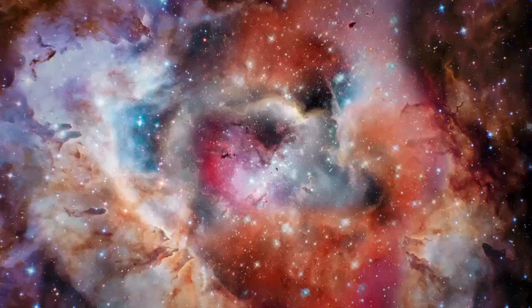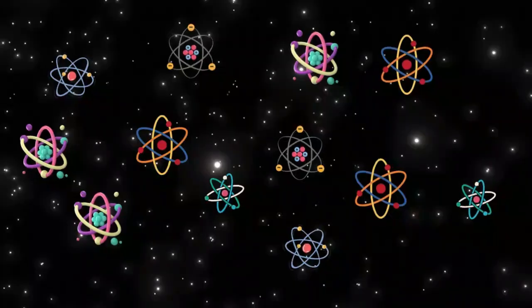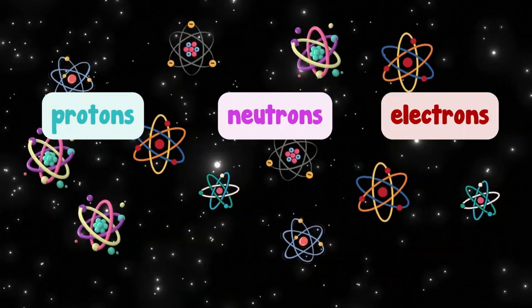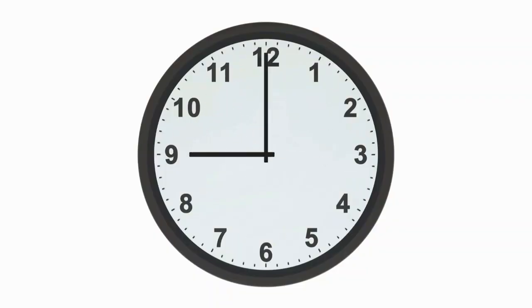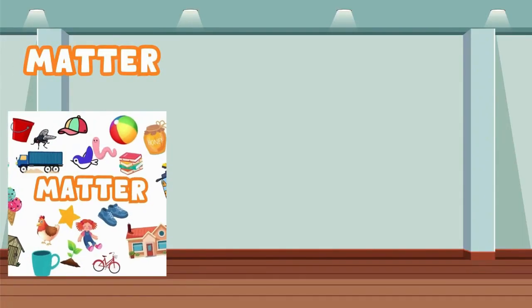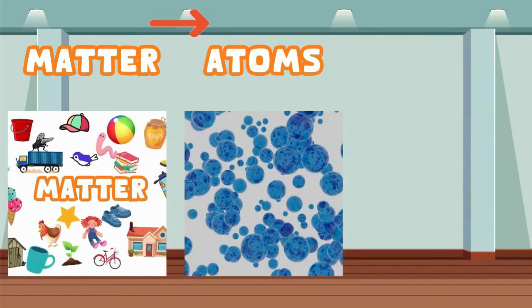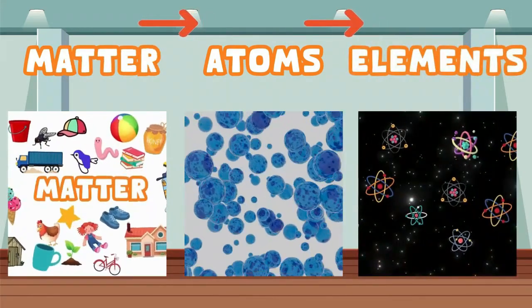This is important information because the universe is full of all sorts of different atoms, each with a different number of protons, neutrons, and electrons. Each different atom is called an element. But let's recap all that. All matter is made from atoms. Atoms are the building blocks of matter. And inside matter, there are different kinds of atoms, and we call them elements.